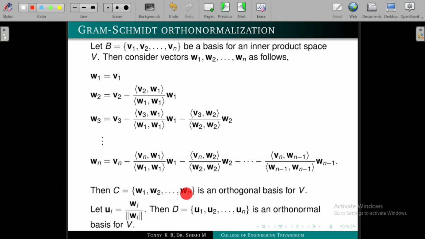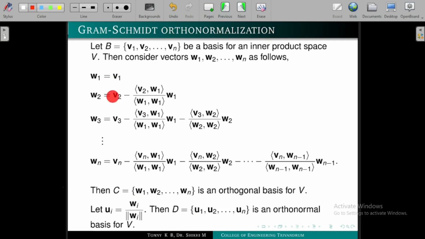Because in an orthogonal basis, you know that any pair of vectors are orthogonal. So it is enough to make the vectors unit vectors. So we divide each vector by its norm to make it unit length, and the set D equal to u1, u2, etc., un thus obtained becomes an orthonormal basis of V. So this is the process of Gram-Schmidt orthonormalization.